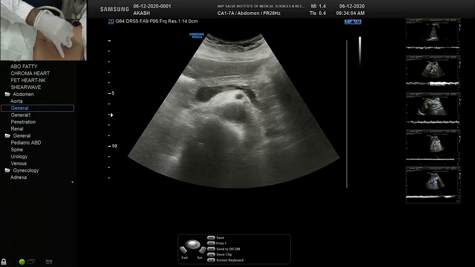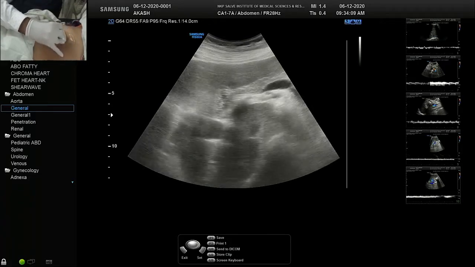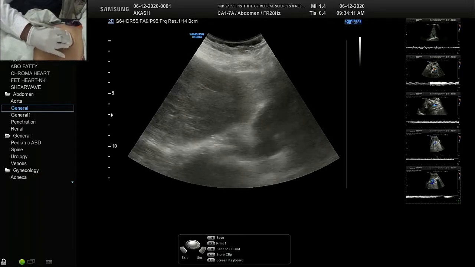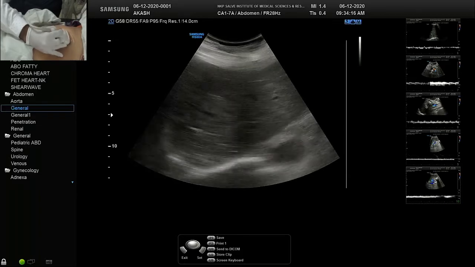So we see that the splenic vein appears prominent here. Left lobe fairly normal in size.